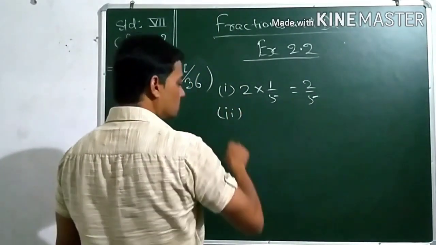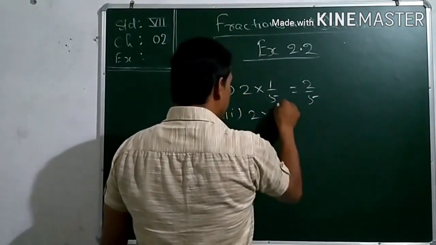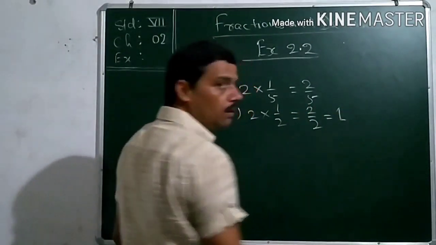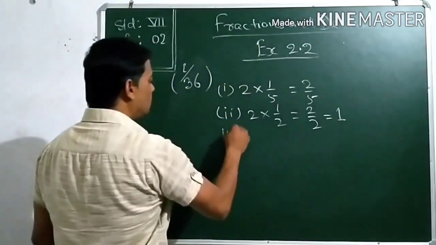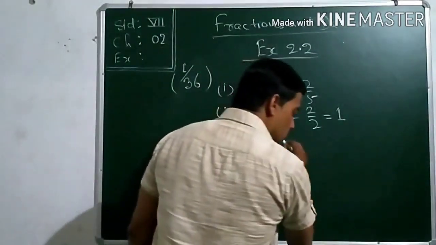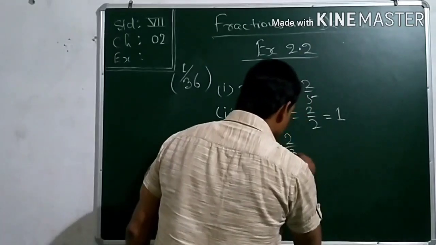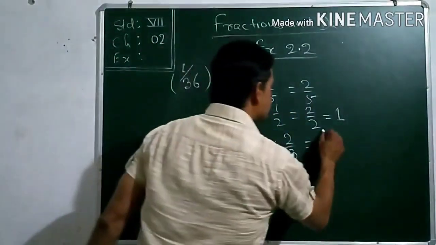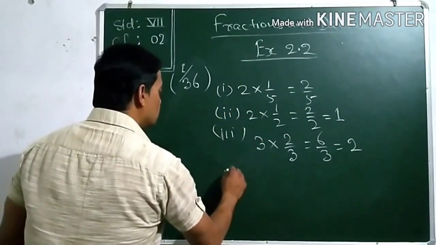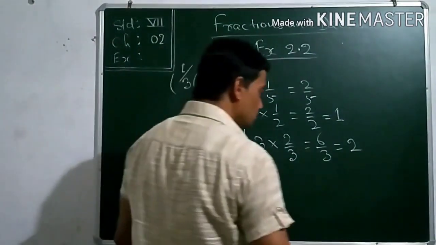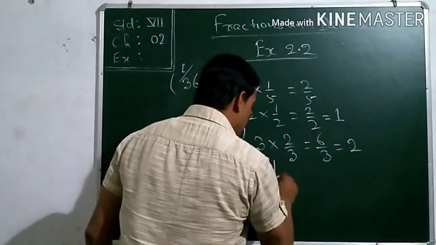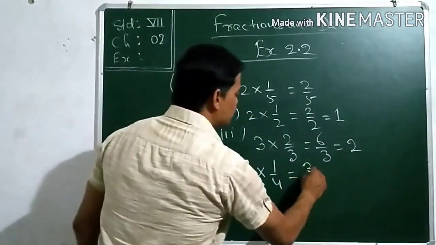Second is 2 into 1 by 2, that will be 2 by 2. Of course, 2 by 2 will represent the whole number 1. The third one is 3 into 2 by 3, that will be 6 by 3 equal to whole number 2. And the fourth one is 3 into 1 by 4, 3 into 1, that is 3 by 4.